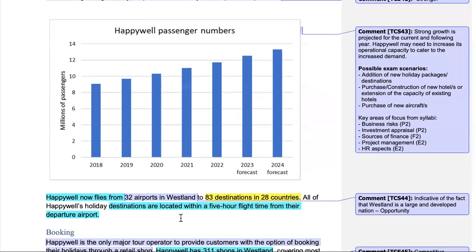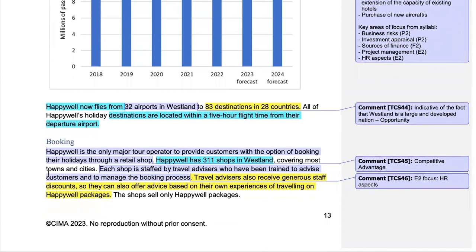So what these guys are doing is offering air travel related services, from the departure airport up until the destination. Then looking at the booking process, Happywell is the only major tour operator to provide customers with the option of booking their holidays through a retail shop.